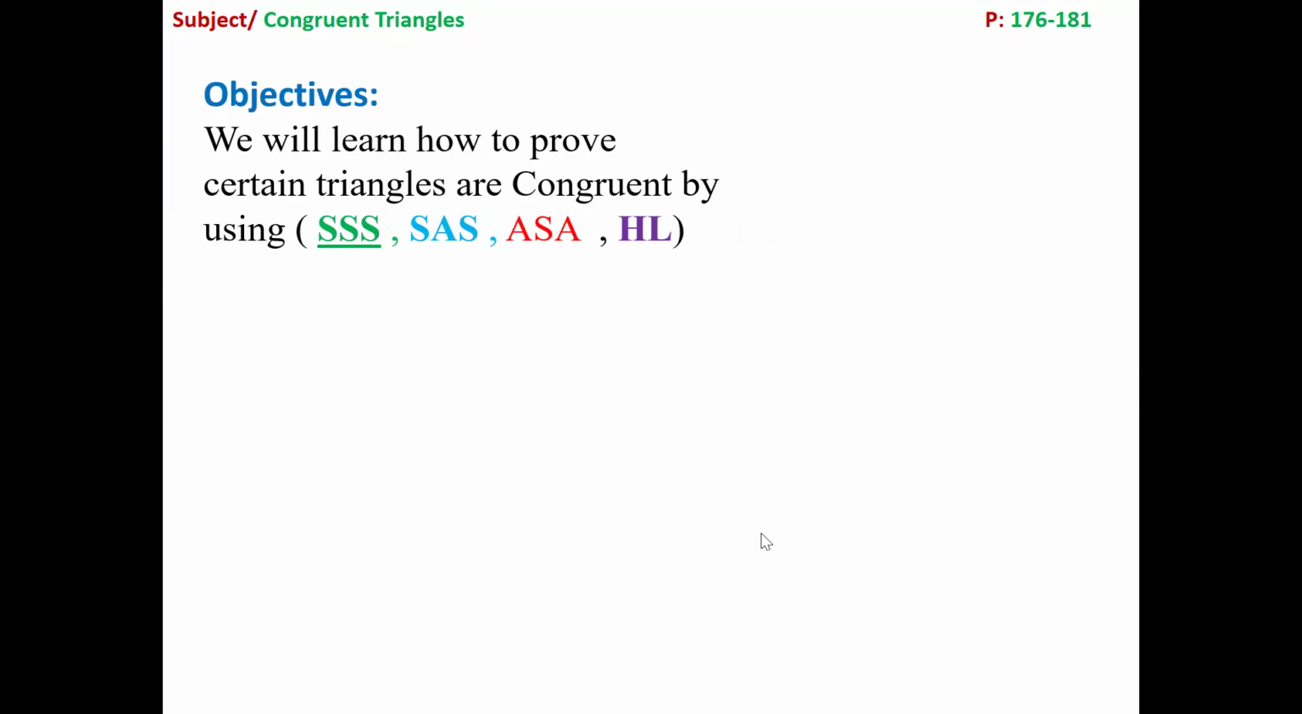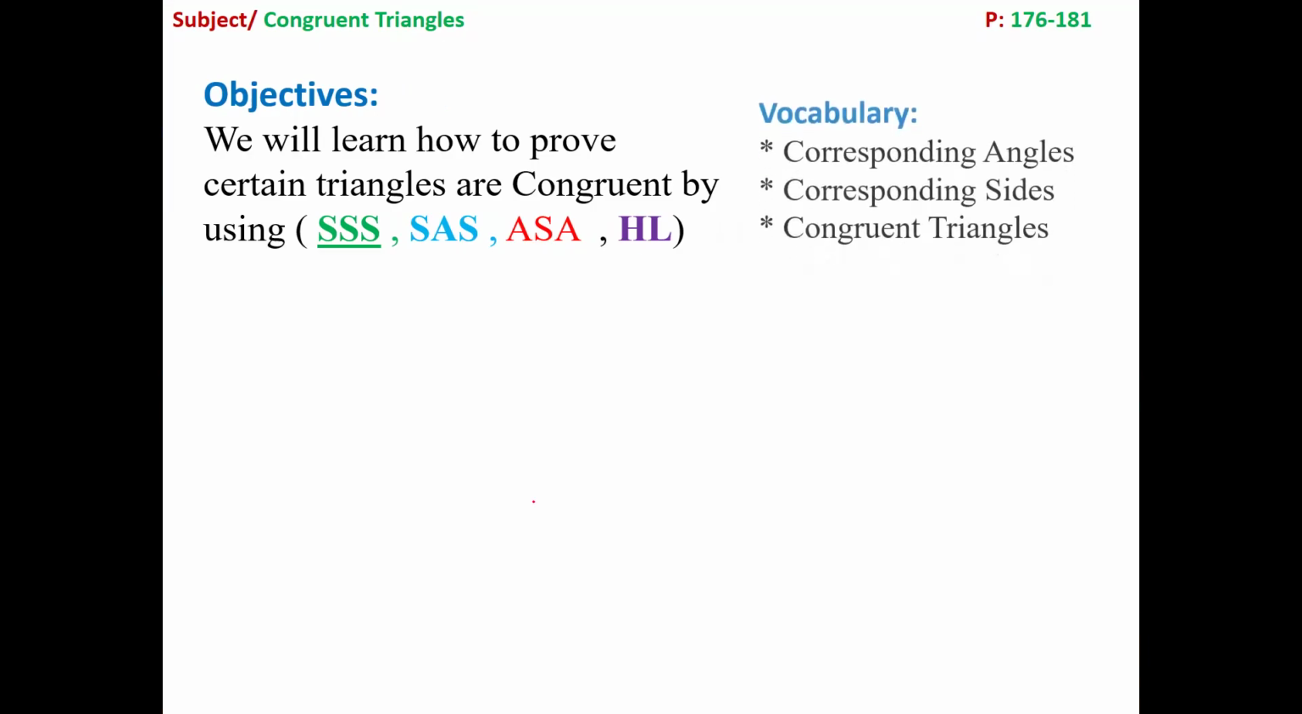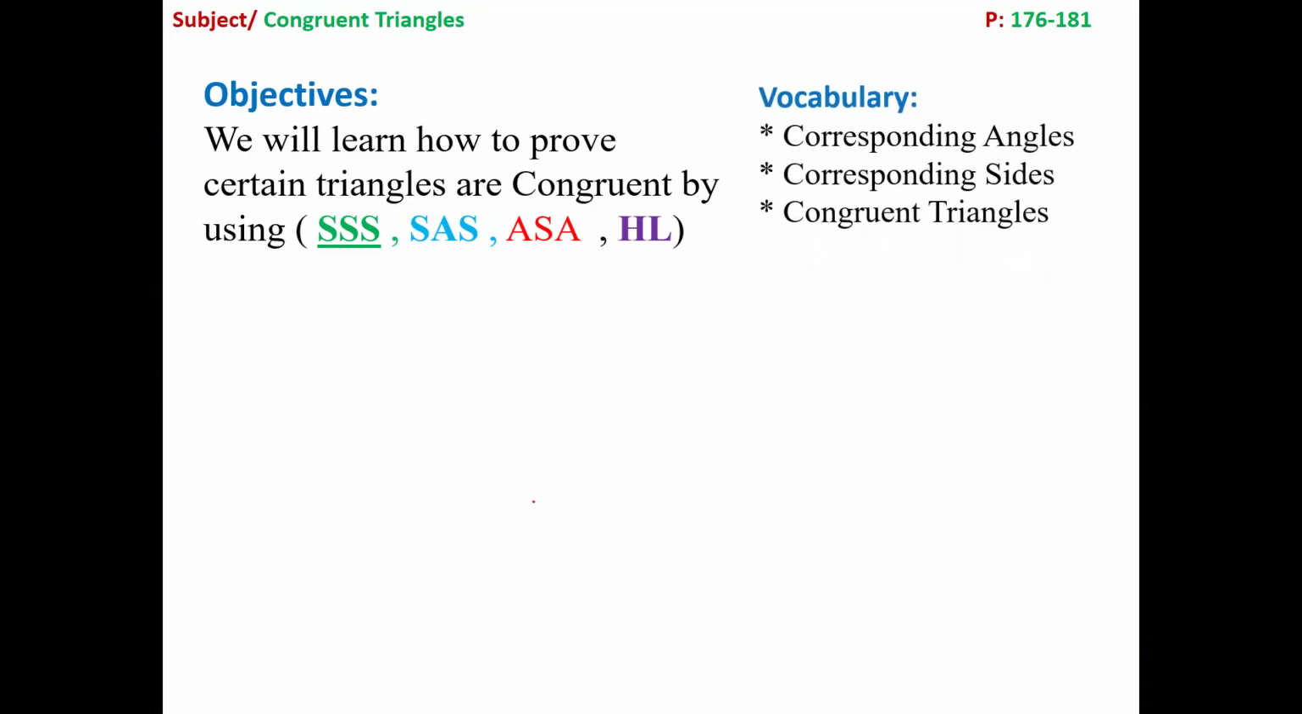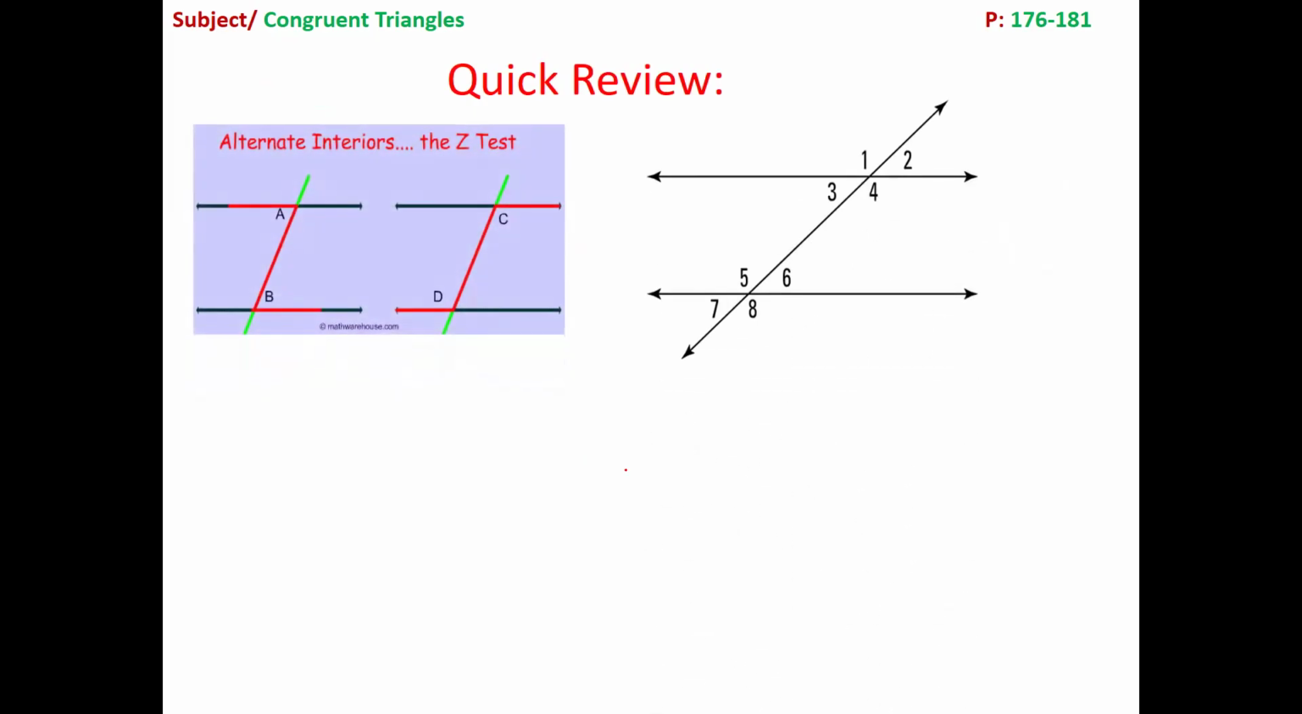By using what? Four rules, which are side-side-side, side-angle-side, angle-side-angle, and HL. What we need today are corresponding angles, corresponding sides, and congruent triangles. So we have a quick review of the last lesson. If you remember, we studied some basic things.